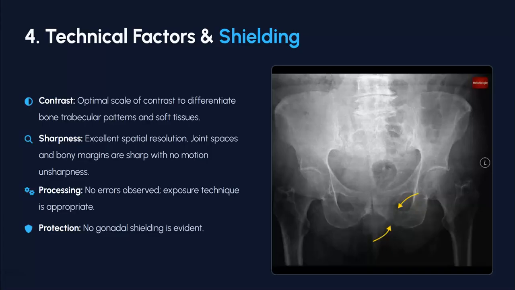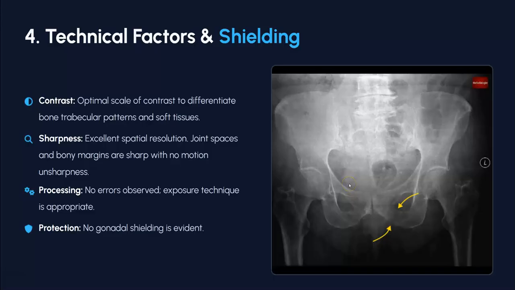Finally, let's address the technical factors and the overall image quality, which requires some serious critique. To be completely candid, the quality of this image is degraded and leaves a massive amount of room for improvement. While the contrast scale allows us to differentiate the bones and the trabecular patterns of the cortical margins across most of the image, the exposure factors are simply not optimal. Specifically, if we look toward the midline, there is slight but noticeable saturation or overexposure right here around the sacrum and the symphysis pubis area.